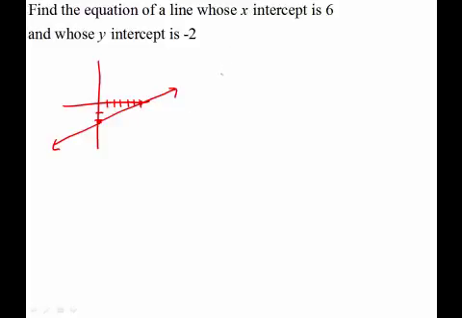Now there's a couple ways that we can do this. One way is to actually go through and find the equation of the line itself based on all the algebraic process, and we can do that by getting these 2 points. So if the x-intercept is 6, that point is 6, 0. And if the y-intercept is -2, then that point would be 0, -2. And so now I have 2 points, so I can first find the slope and then figure out the rest of the equation of the line.